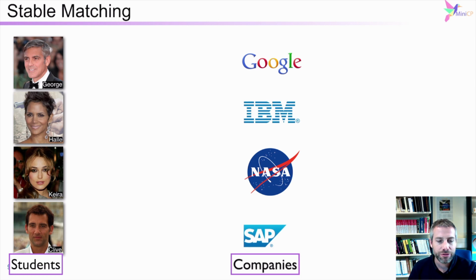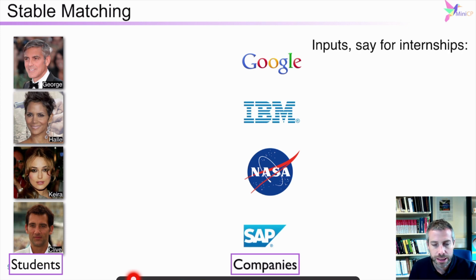In this problem, you have a set of persons and a set of companies. These are the persons, these are the companies. Both sets have the same size, so in this case we have 4 persons and 4 companies. The goal is to decide in a hiring process who will go where, so which person will work for which company. And of course there will be only one person per company, so that's what we call a matching.